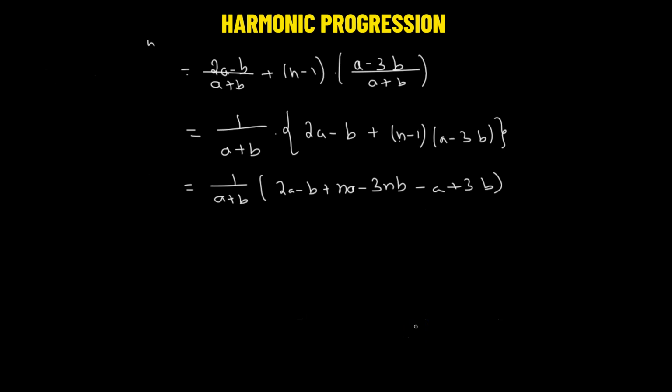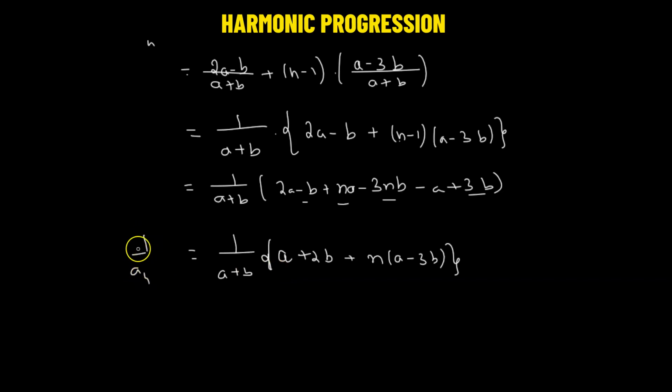Right? We are going to rearrange the terms. So we have 1 over (a plus b) multiplied to it. So 2a minus a is going to be positive a. Then we have 3b minus b, so that's going to be positive 2b. Plus, if we combine these two terms, we have n multiplied to (a minus 3b). Fine. So this is 1 over an.